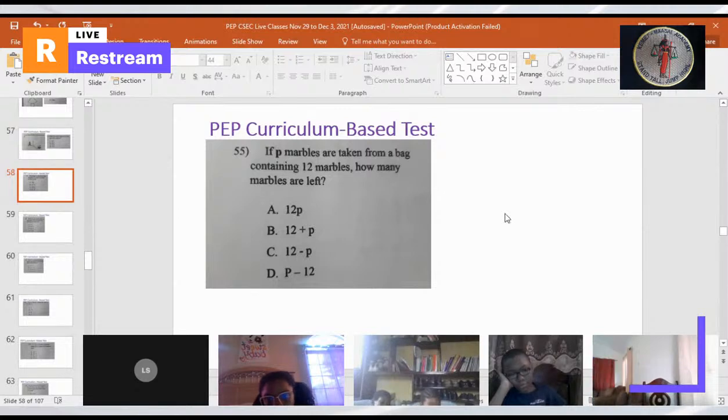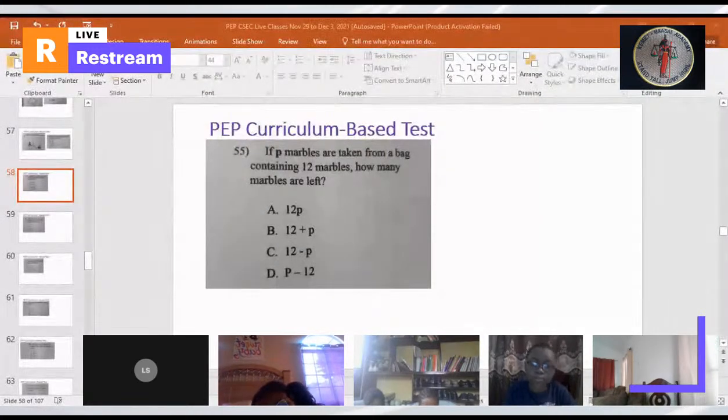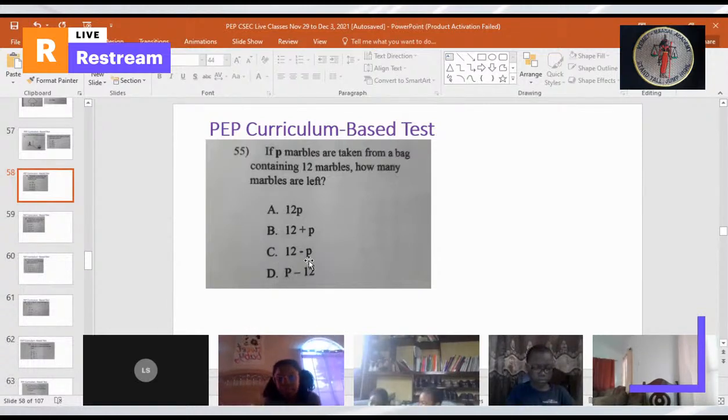All right, number 55. If P marbles are taken from a bag containing 12 marbles, how many marbles are left? What would represent it? C, I agree. 12 minus P. That's correct, because we have 12 and we're taking away P from it. So it would be 12 minus P.